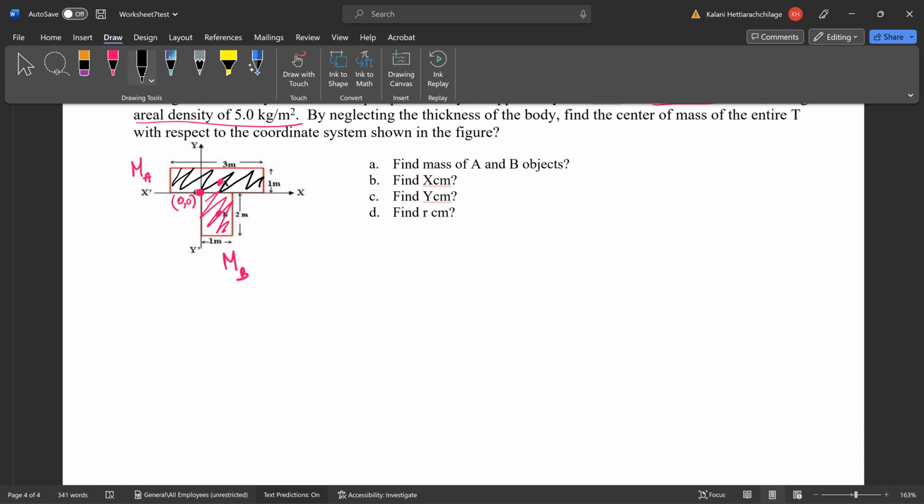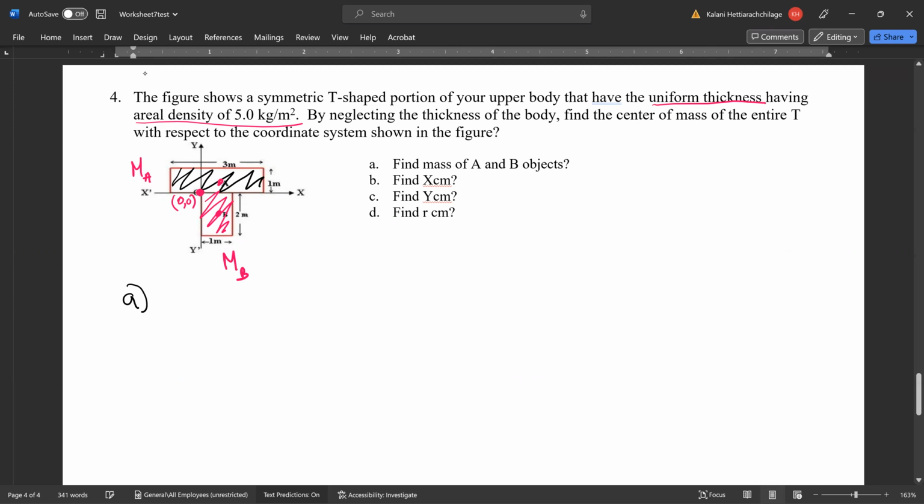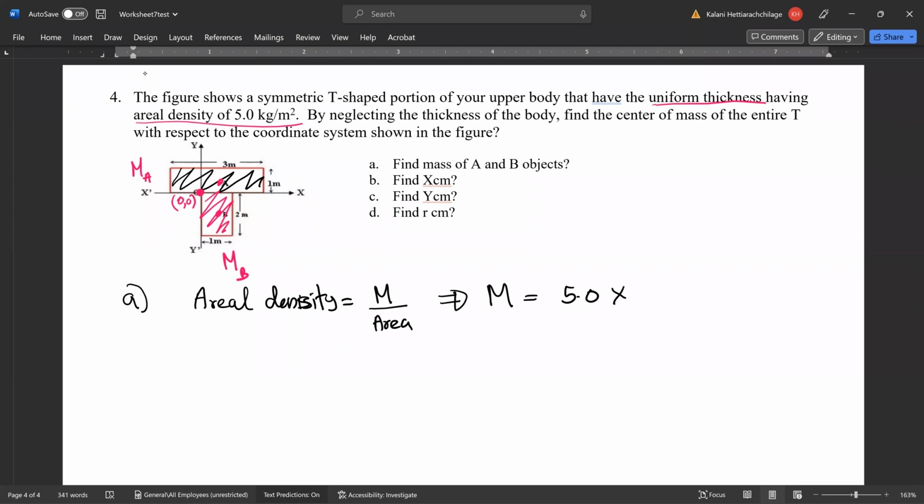Okay. So now the first step is finding the mass of A and B, right? Areal density, you want to write it in here. Areal density means the mass of that object divided by area. Now in the units, you can understand kilograms over meter squared, right? So by using this one, I will be able to find the mass, right? Mass will be the areal density, that is 5.0, both objects made up from the same material, 5.0 times the area.